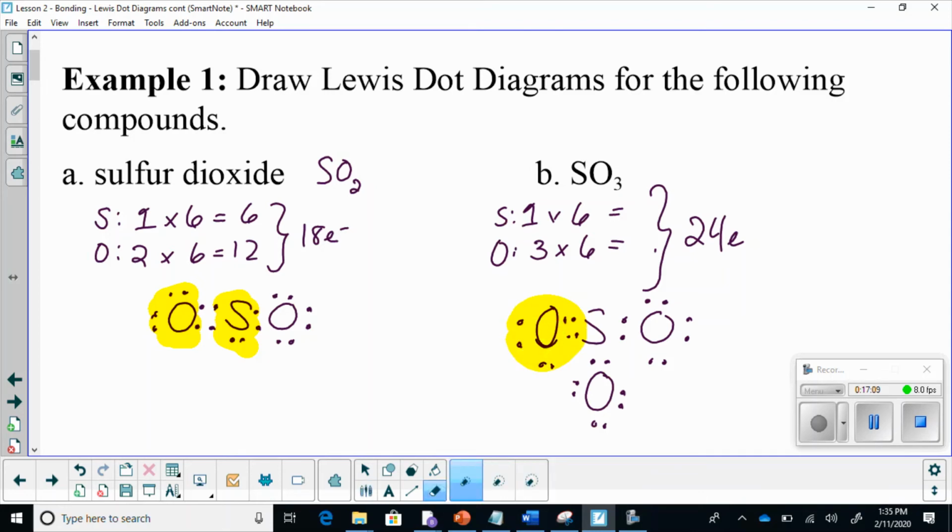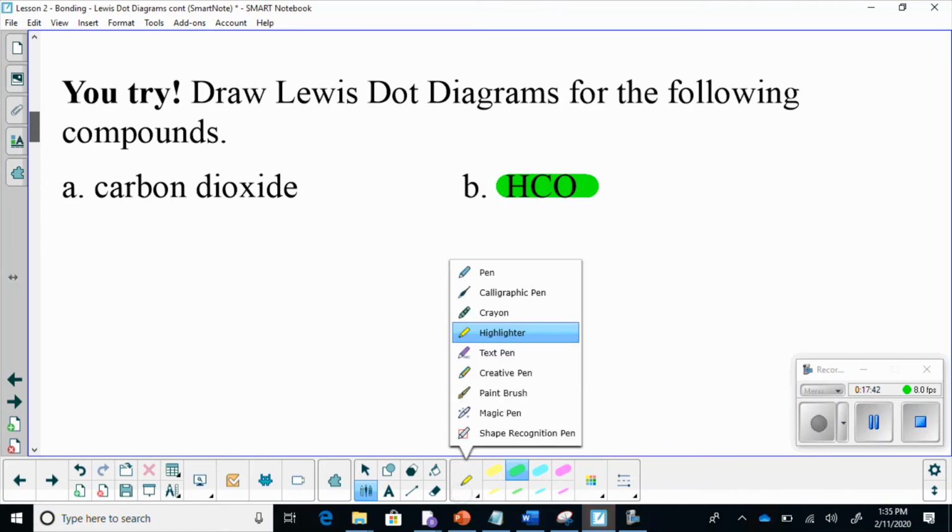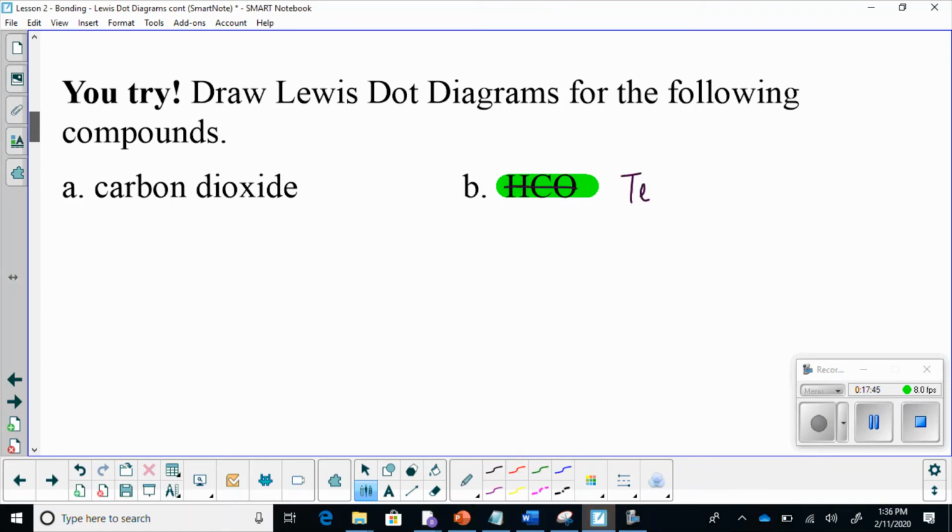this oxygen has 2, 4, 6, 8. So it's not overloaded. Same with the sulfur. It has 2, 4, 6, 8. You need to be checking that it's not over 8 or under 8. Try these 2 on your own. This one should be different. So we'll make that TeO3.